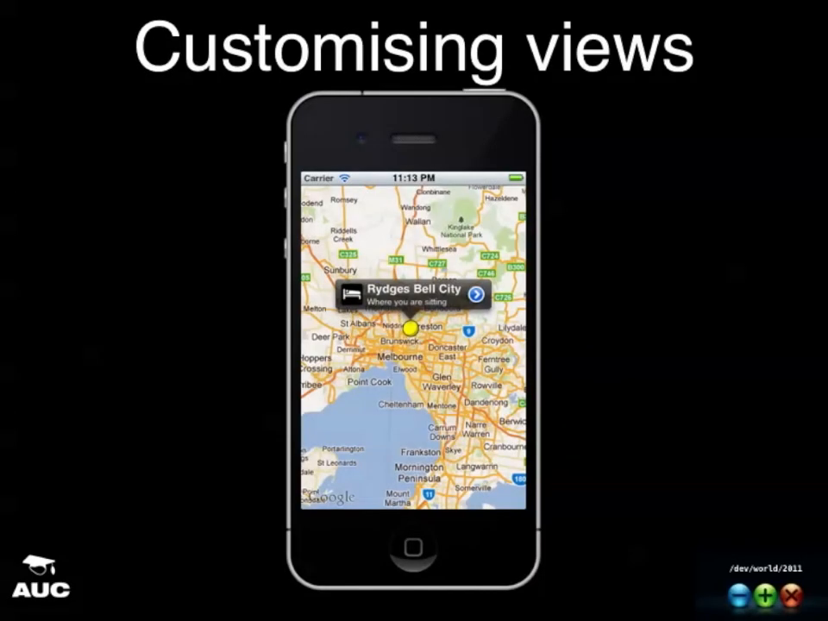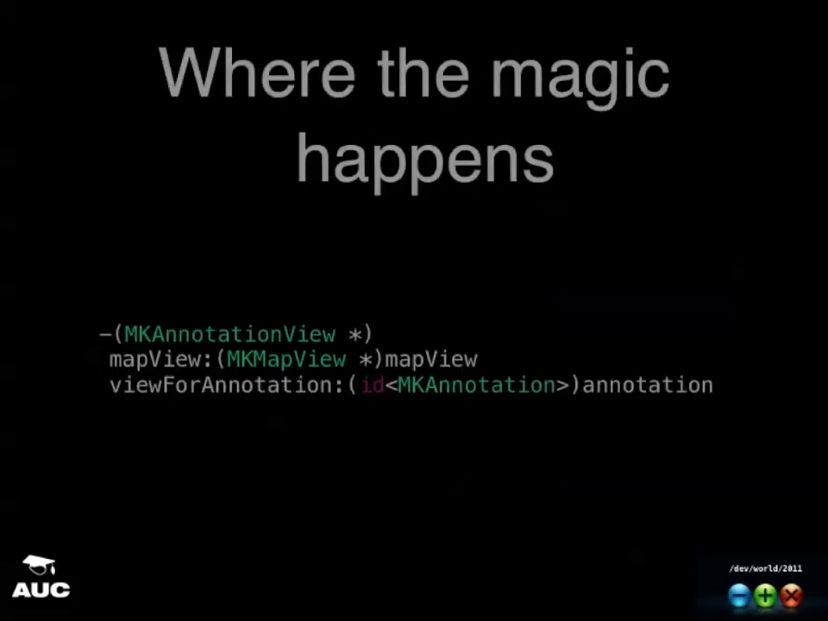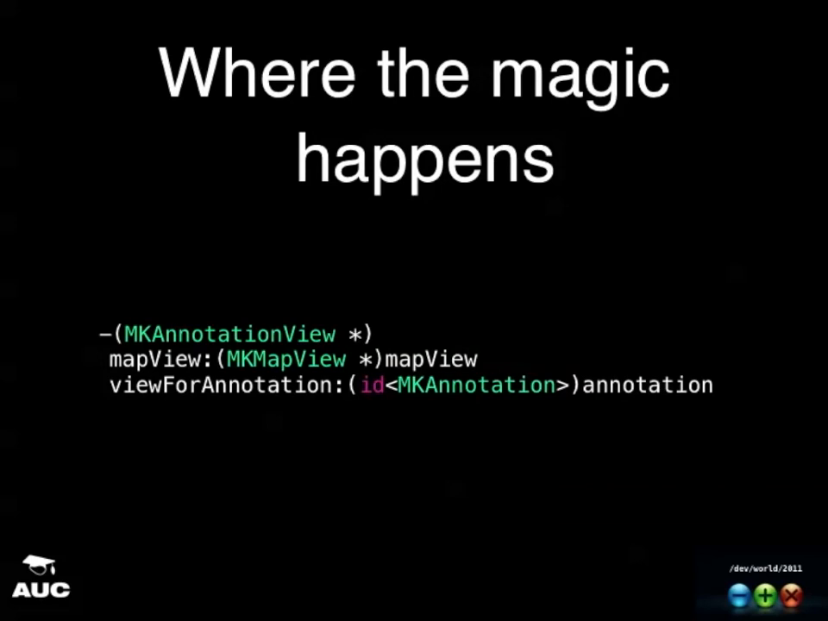What if you want more? What if we want to have a little yellow dot with, say, a bed icon and a little callout button? Well, that's not impossible. Basically, where we do everything is in this delegate method, mapView:viewForAnnotation:. It's responsible for providing a view associated with each annotation. Every time an annotation is put in the same frame as what the user's looking at, this delegate gets called. So it could get called thousands of times if the user's scrolling.